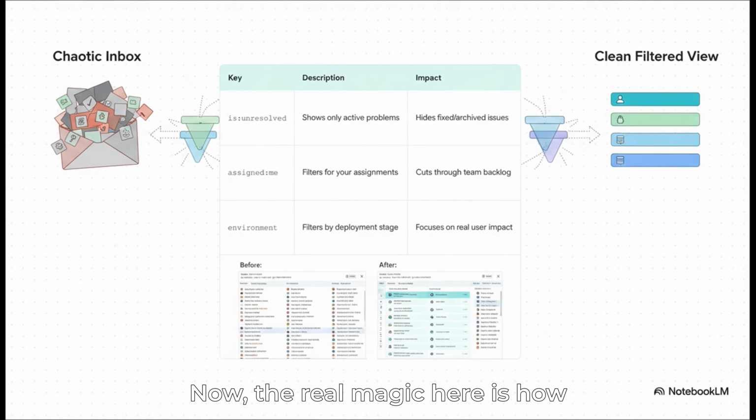Now, the real magic here is how these 3 work together. First, you type in is:unresolved. Boom. Everything you've already dealt with is gone. Then you can add assigned:me. Now you're not looking at the whole team's work, just what's on your plate. And finally, the most important one, environment:production. That little command filters out all the noise from dev and staging, letting you focus only on what's impacting your live users.